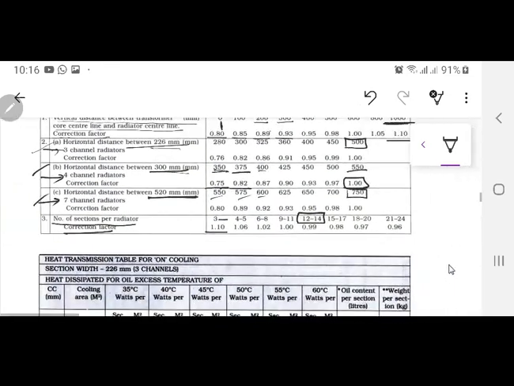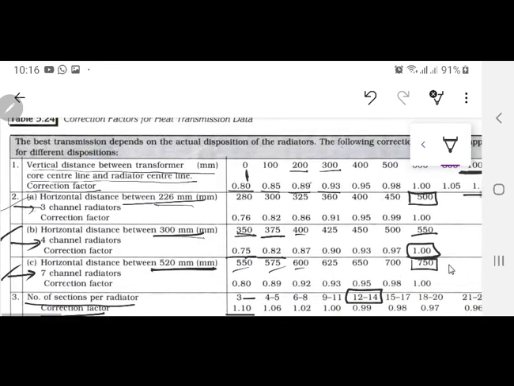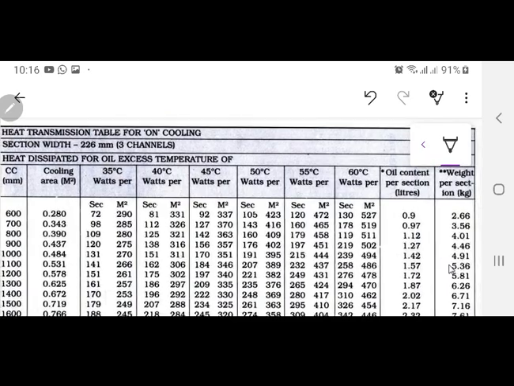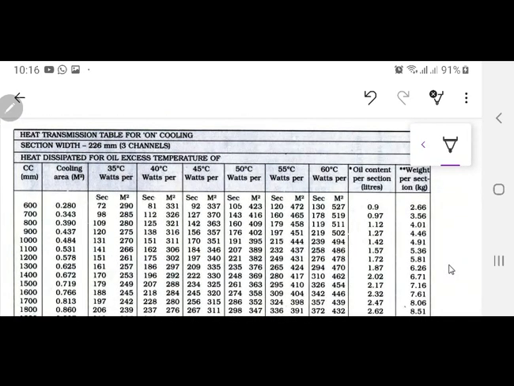Now, how you are going to see the 3 tables? ये 3 tables हैं आपके यहाँ पे, horizontal distance for 226 mm, 300 mm and 520 mm. Now if I go back on the table, what is this table? This table has 226 mm 3 channels, mm height over here. If I have 600 mm height, cooling area is 0.280. If I want my transformer wall to be 35 degrees centigrade, so I will be dissipating approximately 72 watts over there.